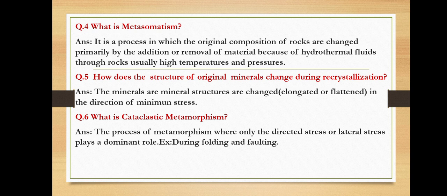Hydrothermal fluids will have the major role, and in metasomatism, when the hydrothermal fluids come in contact with the surrounding rocks, this hydrothermal fluid will tend to change the original composition of the rocks adjacent to it. Okay, and why does this happen? Because the hydrothermal fluid will have high temperature, and mainly these changes take place at high temperatures and high pressures. Okay, now question number 5.